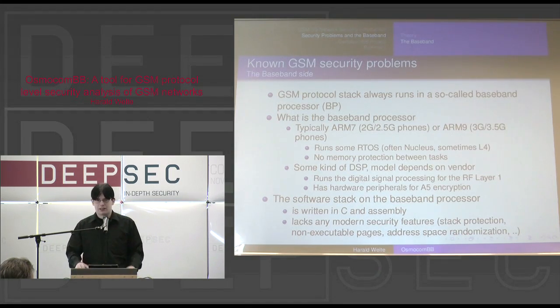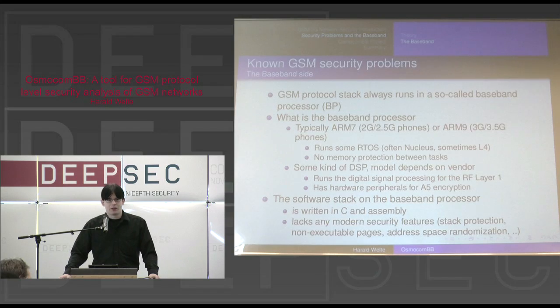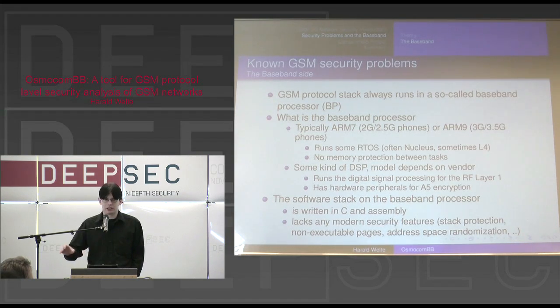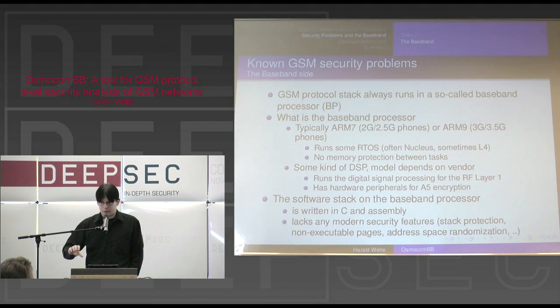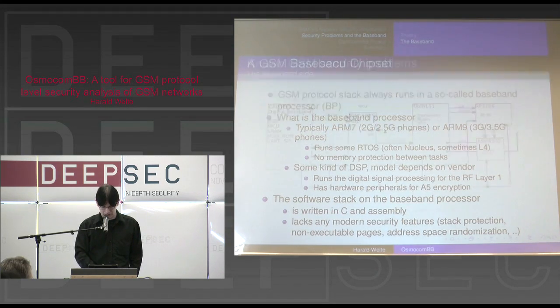Now, in order to understand what OsmocomBB is, we have to look a little bit at what this baseband processor is. It's typically an ARM7 or an ARM9 core. In all the GSM and GPRS and EDGE-only phones that don't implement 3G, you will very likely find an ARM7 core. ARM7 means there's no memory management unit, thus there's no memory protection, no non-executable pages, and so on. You run some real-time operating system on that ARM7 core, and next to the ARM7 you have a digital signal processor, and the type of DSP is really, really proprietary and specific to the baseband chipset manufacturer. That's also where, in a peripheral to the DSP, the A5 encryption is implemented. The software stack that runs on this baseband processor is written in assembly and C language, of course, lacks modern security features, and I think we will hear more about this later today.